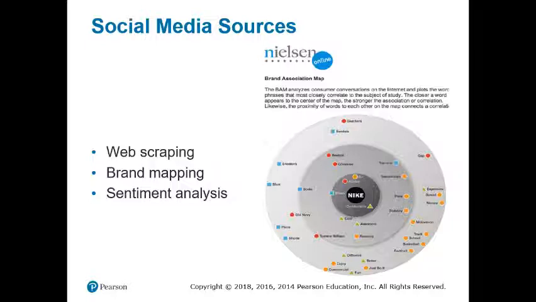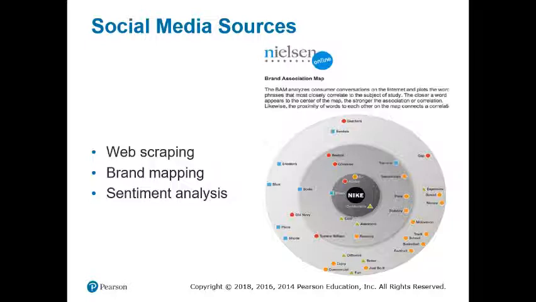And here you have an example of a brand association map by Nielsen Company about Nike. And maybe if you cannot distinguish clearly here what the different terms and associations are, you have them in your textbook. This is something that you find on page 135. And it tells you, well, for Nike, based on the analysis of consumers' conversation online, they find out that there are certain concepts that are more prominent in relation to Nike, right?